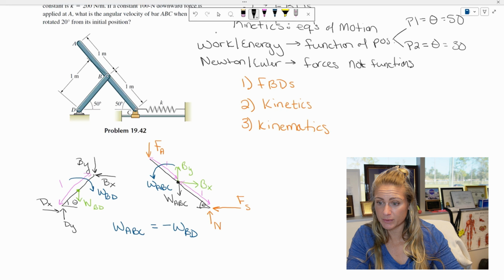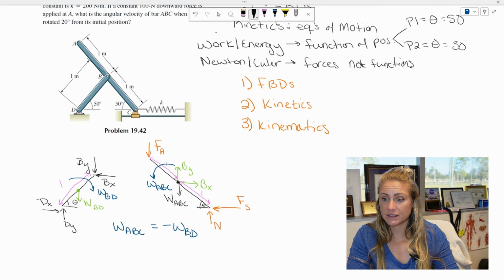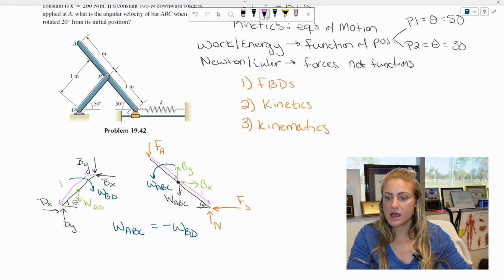So now my free body diagrams, that's really pretty much it. You can do a free body diagram of C if you want. I just don't think it's going to be necessary in this. We can come back to it if it is.